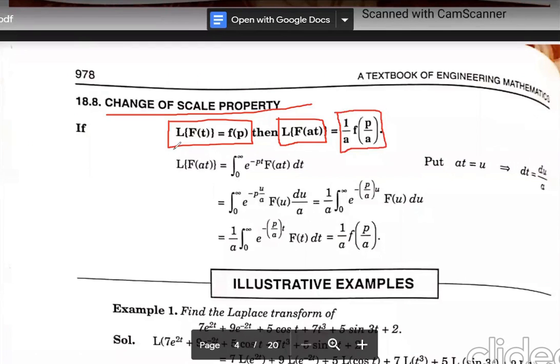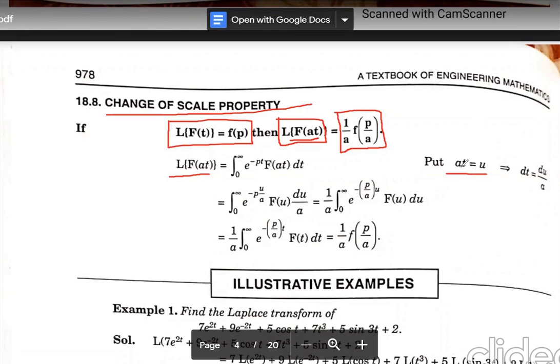So if you know the Laplace transform of f of t is f of p, then the Laplace transform of f of at, where a is constant, will be equal to 1 by a into f of p by a. The proof is also very simple. Let's see. Use the definition of Laplace transform: 0 to infinity e to the power minus pt into f of at into dt. Now you put at is equal to u.